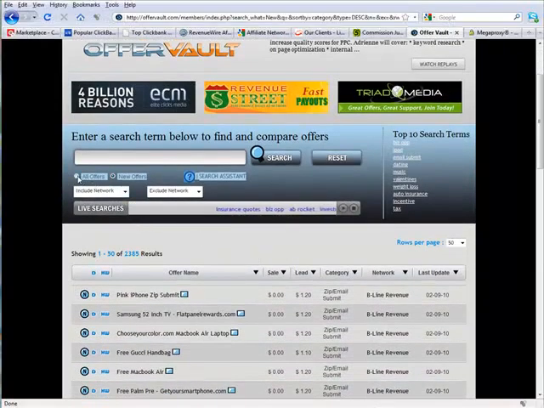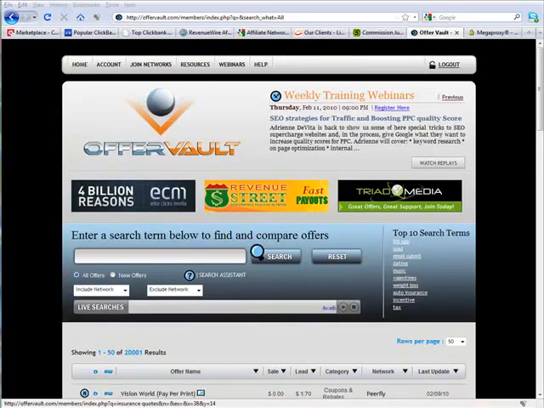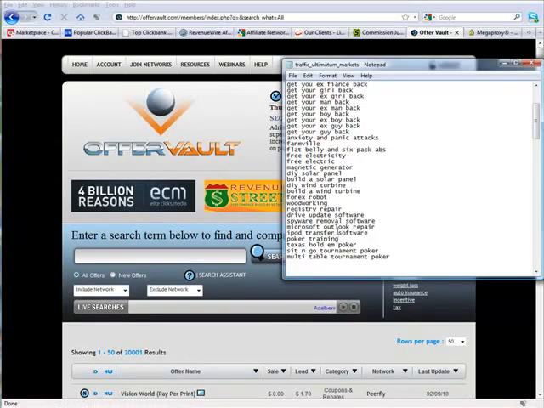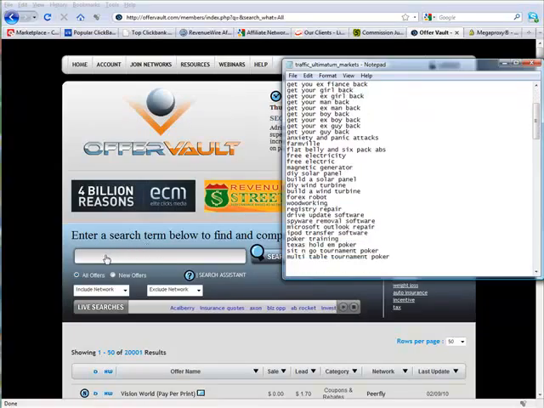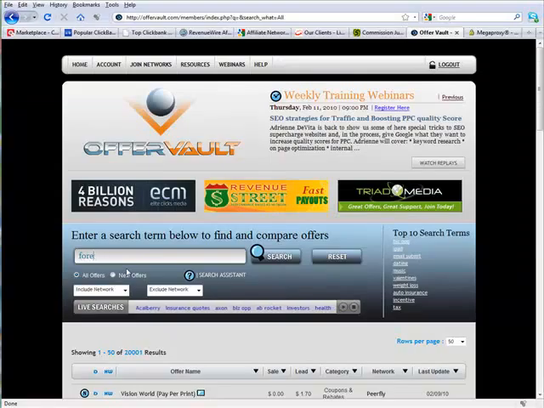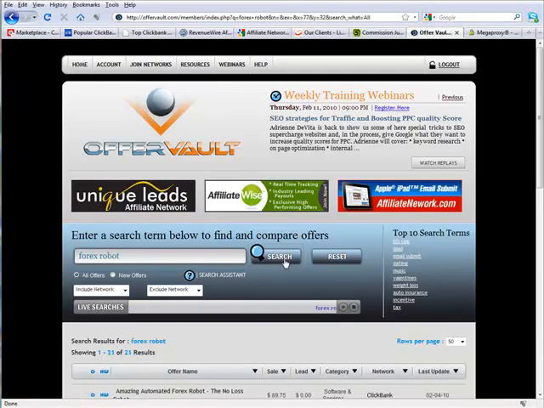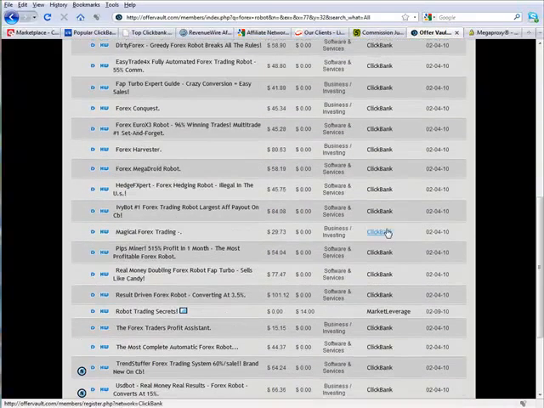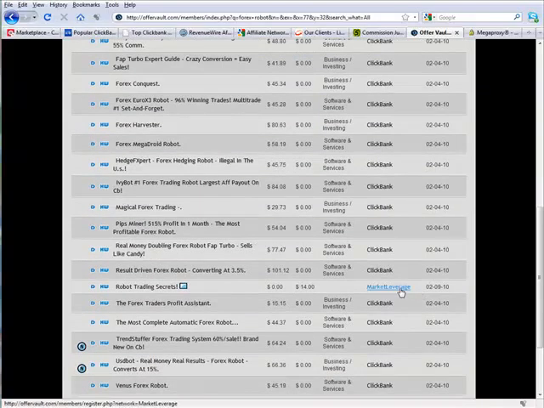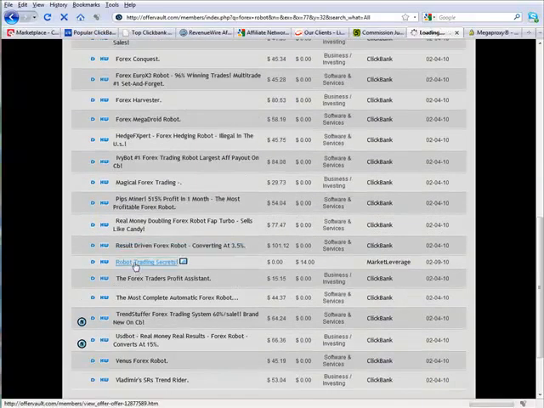When you do your search, let's say for example, let's go back to my list here. Forex Robot was one of them, and so is getting your ex back. But let's try Forex Robot. All I'm going to do is type Forex Robot and get it to search. It's going to search all offers. I'm not excluding any networks. There are 21 different results. Most of them are ClickBank. There is one here from Market Leverage though.